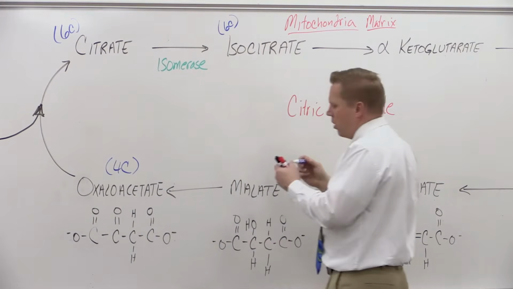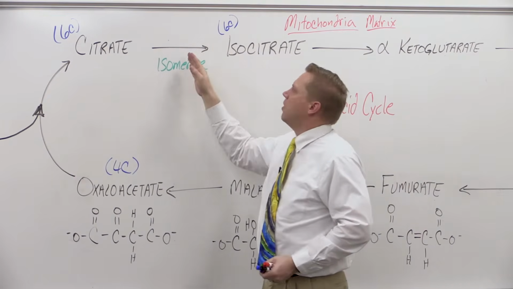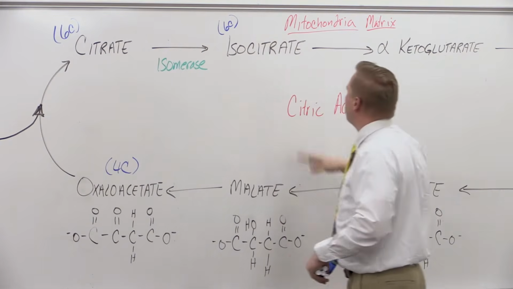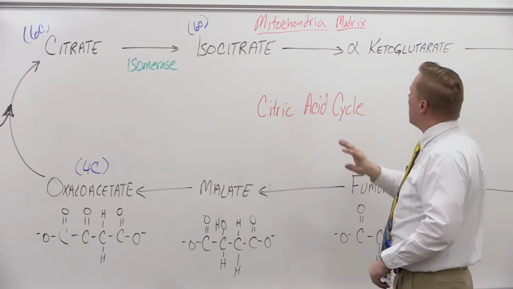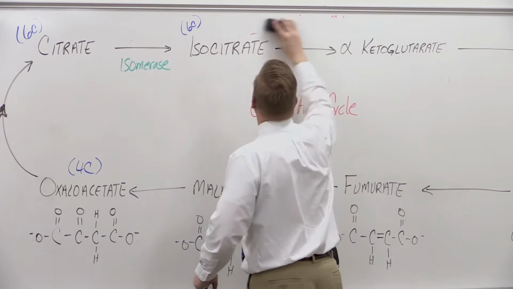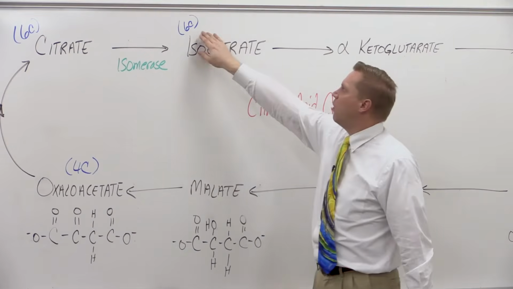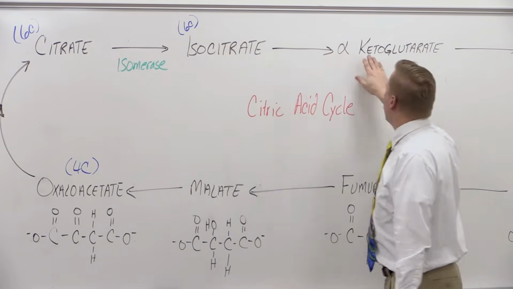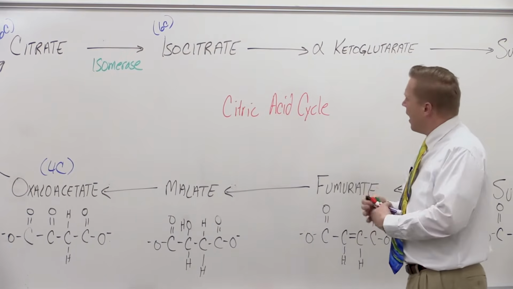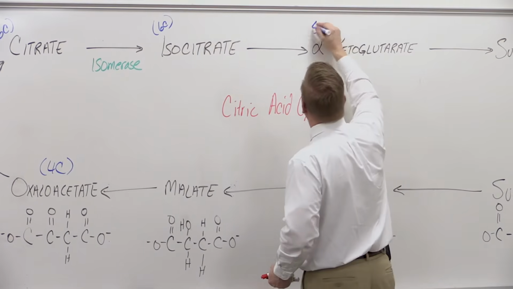So not a lot going on in that step. Nothing comes in. Well, technically speaking, water comes in and then water goes out. It's a zero net sum, so we don't really worry about that. But we have isocitrate. The next step, however, does get exciting for us. So in the next step, we're going to take isocitrate with 6 carbons, and we're going to convert it into a molecule called alpha-ketoglutarate. And alpha-ketoglutarate has 5 carbons.